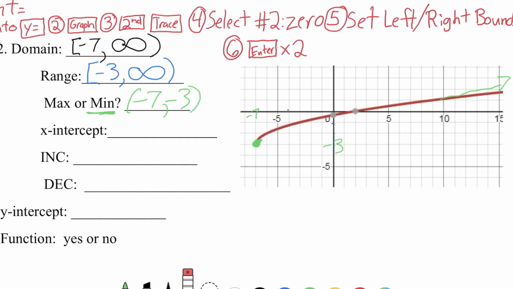So now we can erase that, and we can look at our x-intercepts. Our x-intercept. So the only time that the graph intersects the x-axis is at 2, 0.